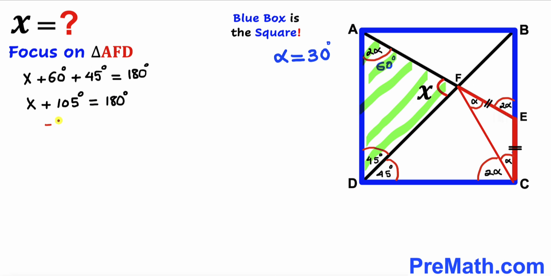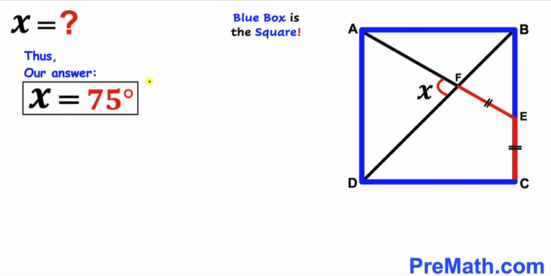Now we are going to subtract 105 degrees from both sides to isolate X. Here, 105 degrees cancels. So finally our angle X turns out to be 180 minus 105, which gives us 75 degrees. Thus after all the calculations and manipulations, our angle X turns out to be 75 degrees. In other words, angle X is equal to 75 degrees. And that's our final answer.